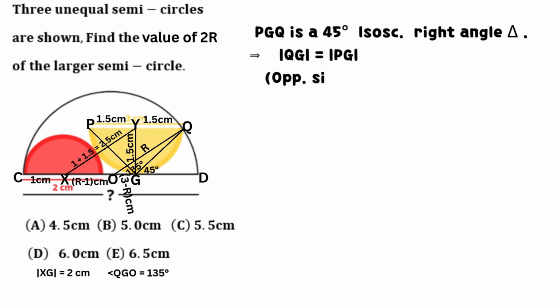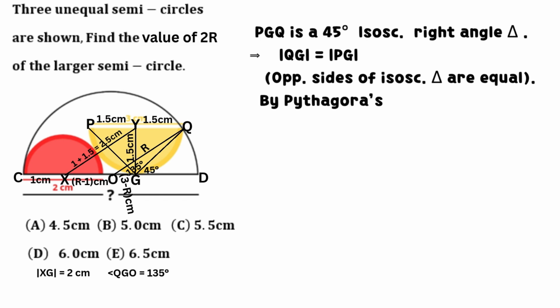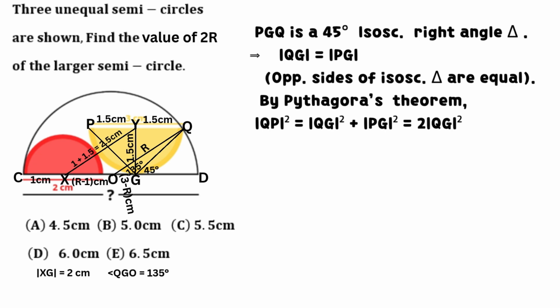PGQ is a 45 degrees isosceles right-angle triangle. This implies that line QG equals line PG. The reason is that opposite sides of an isosceles triangle are equal.